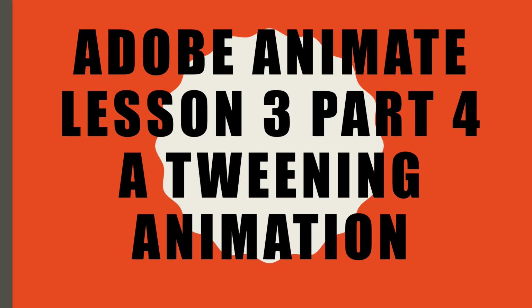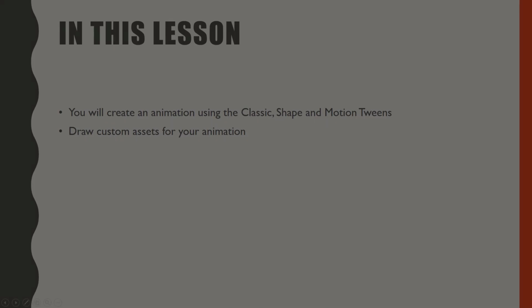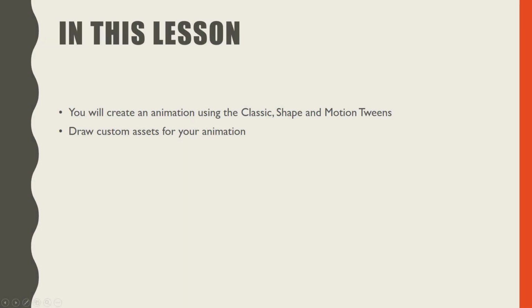Welcome to the final part of Lesson 3 for the Adobe Animate video tutorial series. In this lesson, you are going to create an animation using the classic, shape and motion tweens. You will also draw custom assets for your animation. Let's begin.